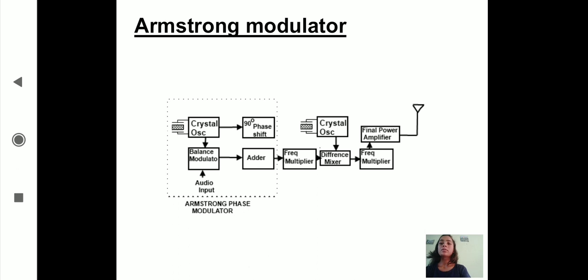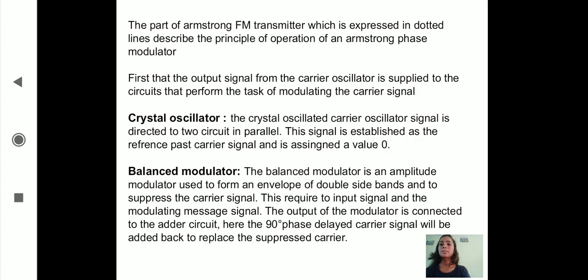Armstrong modulator. The block diagram of the Armstrong modulator is given. There is a crystal oscillator, 90-degree phase shift, balanced modulator, adder, frequency multiplier, difference mixer, frequency multiplier, and then the final power amplifier, and the output goes to the antenna.